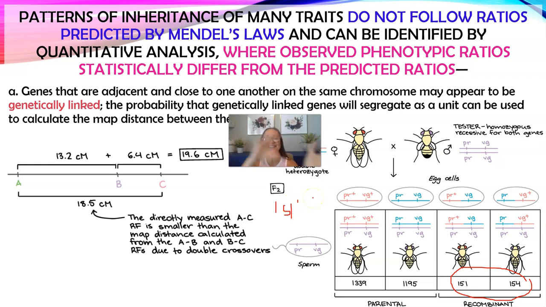Oh man, you basically add up, I'm not really good at writing on it, but 151 plus 154 divided by your total offspring, and that'll tell you how often crossing over happens. So based on how often crossing over happens, if we took a look at A to B and B to C right here, this 13.2 is telling you that 13% of the time crossing over occurs between A and B. And then this 6.4 is saying that 6.4% of the time crossing over separates B and C.